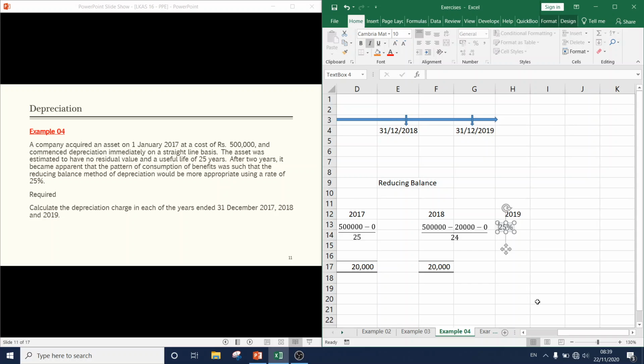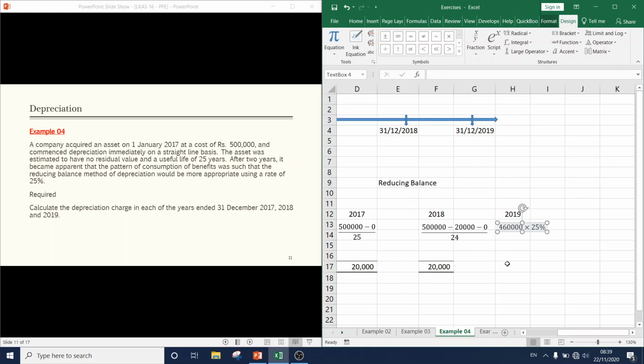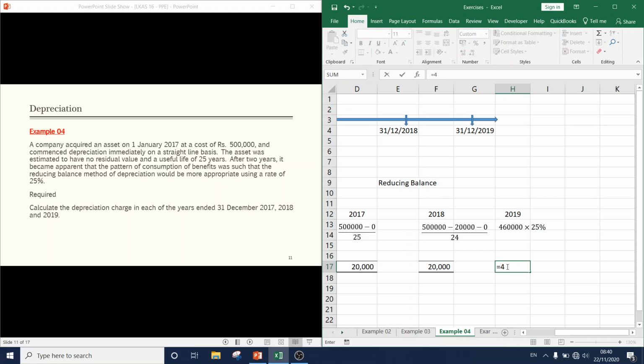So the initial cost was 500,000. For 2 years we have depreciated. Therefore, accumulated depreciation is 40,000. The difference between these two, the carrying amount, is 460,000. This needs to be multiplied by the rate, 460,000 into 25%. For 2019, the depreciation charge would be 115,000.